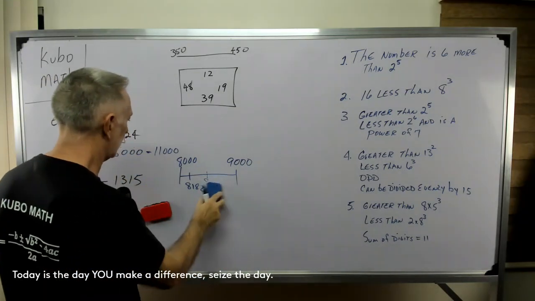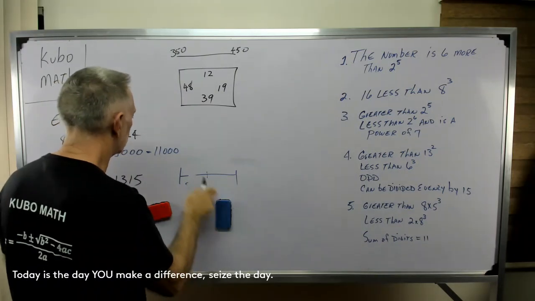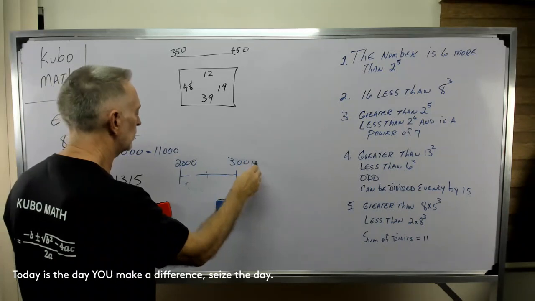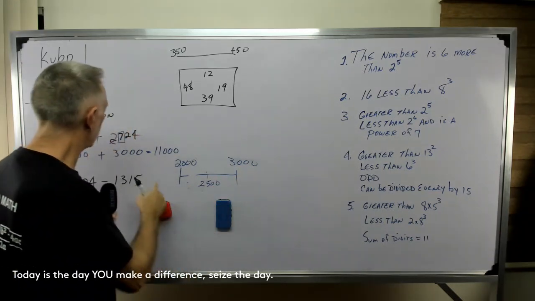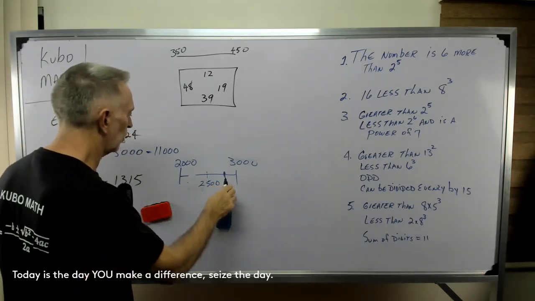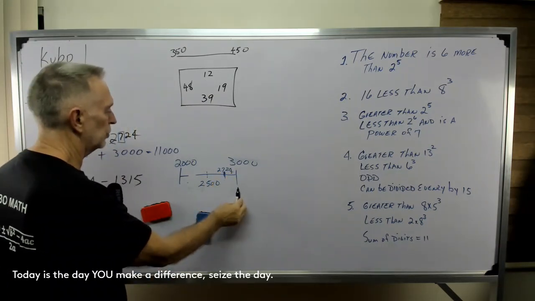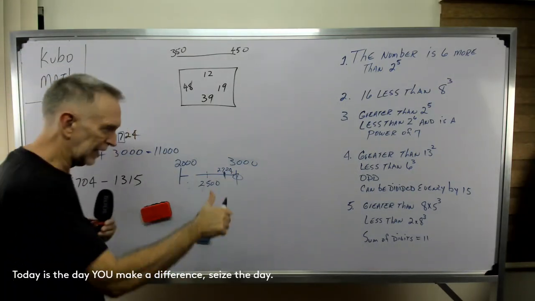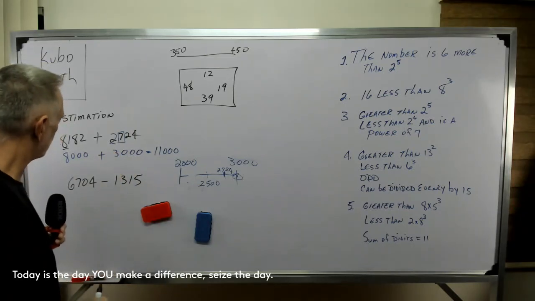2724, let's look at that one. Okay, so we have 2,000 and 3,000, and we have 2,500 in the middle. So 2724 is somewhere in here. Is it closer to 3 or closer to 2? It's closer to 3, so we estimate it's 3,000. And that's where that comes from.